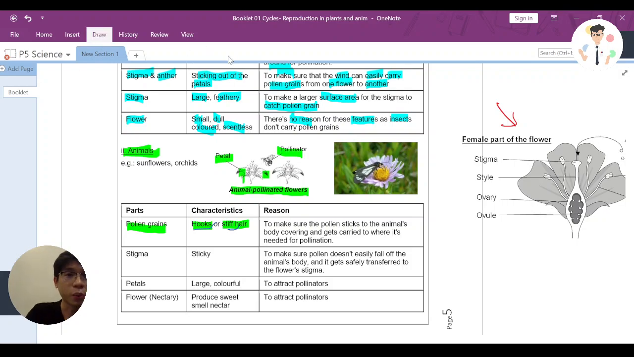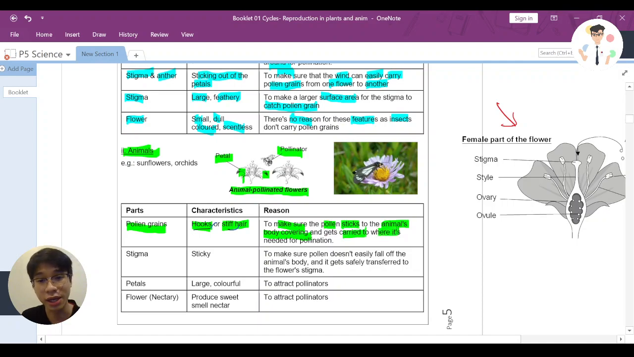And this hook or stiff hair is because they want to make sure, and it's very important to look at here, that the pollen sticks to the animal's body covering. Again, the pollen grain sticks to the pollinator's or the animal's body covering and gets carried to where it is needed for pollination. Something very important to take note of is here.